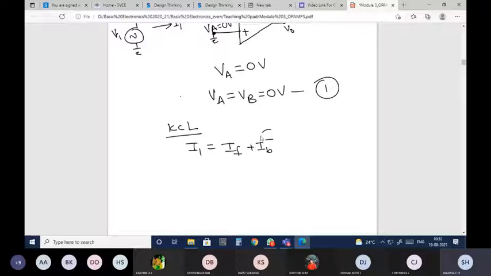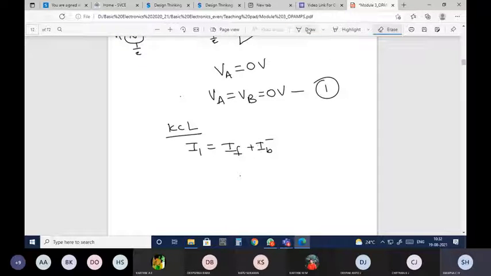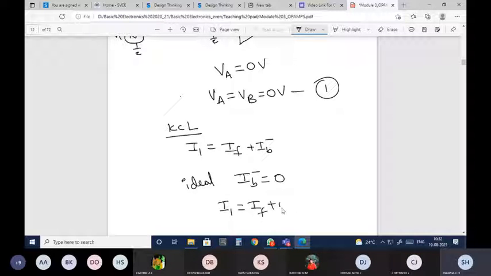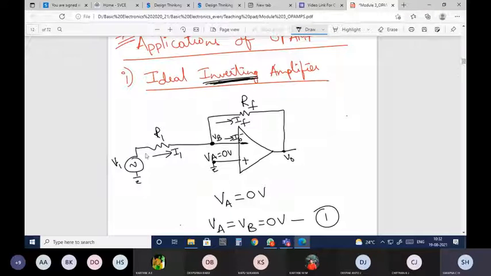But here you know that IB minus will be equal to 0, because ideal op-amp will not draw any current. So in the ideal case, IB minus is equal to 0. Since IB minus is equal to 0, this I1 will be equal to IF plus 0, which will be nothing but I1 is equal to IF. Okay, so this I'll name as equation 2. Okay, then come back here.